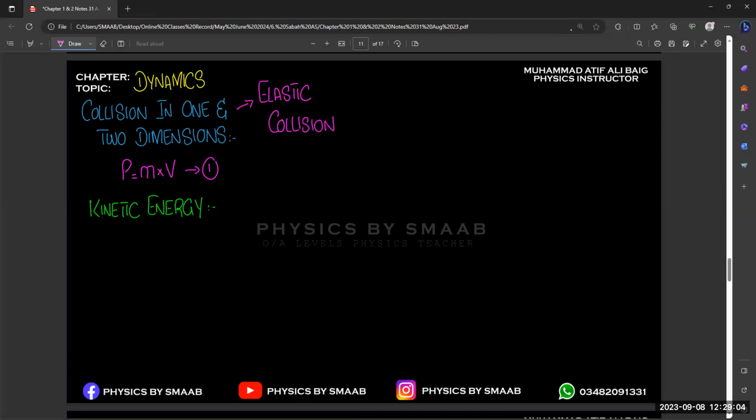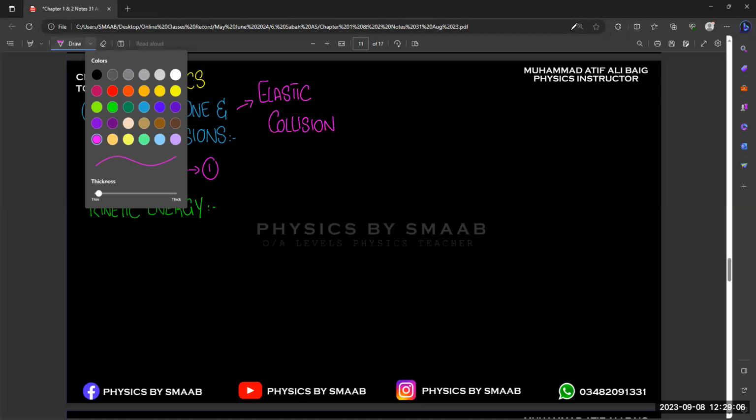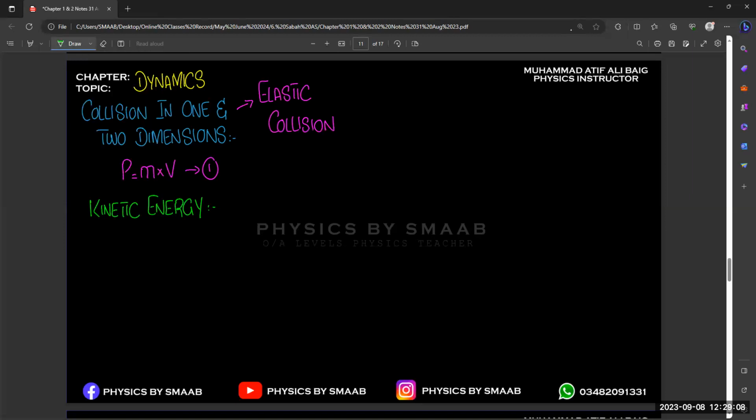So basically, if we talk about elastic collision and inelastic collision, the difference between them is that in elastic collision, the momentum and the energy remain conserved, right?